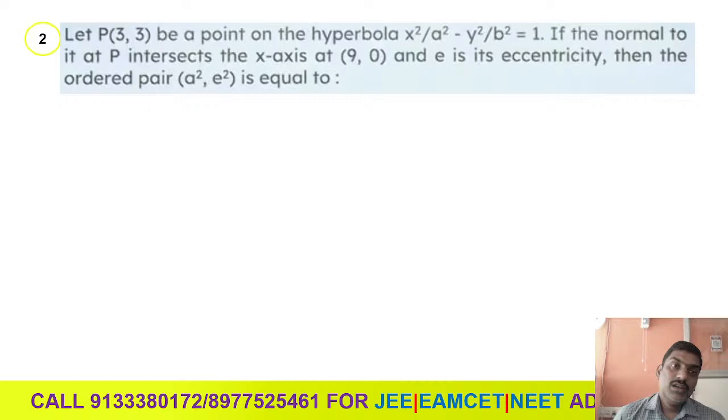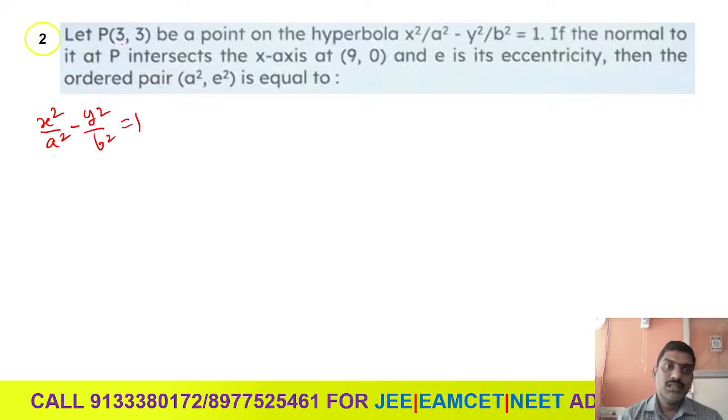Next, let P(3, 3) be a point on the hyperbola x square over a square minus y square over b square is equal to 1. If the normal to it at P intersects the x-axis at (9, 0) and e is its eccentricity, then the ordered pair (a square, e square) is equal to. So here, what they have given, P(3, 3) is a point on the hyperbola. First let us write the hyperbola equation here, that is x square over a square minus y square over b square is equal to 1.